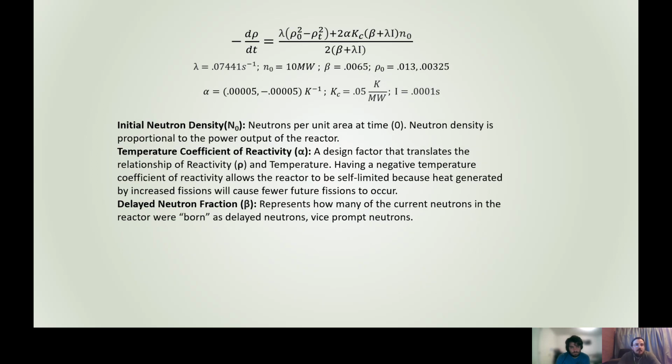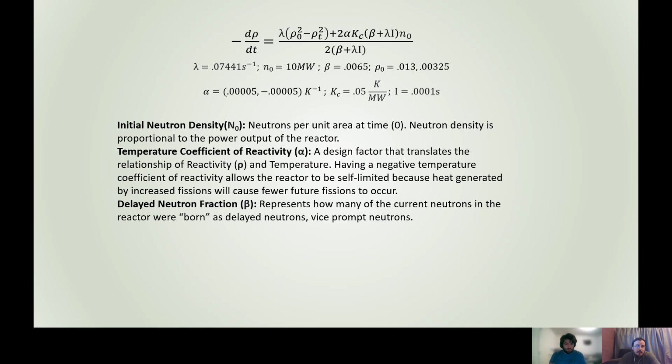Then we have the initial neutron density. It's a very simple concept: how many neutrons are in a given area in the reactor. Neutron density is proportional to the power output of the reactor. So when we talk about the output of the reactor, one of the ways we can look at this is to simply say how many neutrons we have in a given area, or the neutron density. Specifically, n sub 0 refers to the initial neutron density.